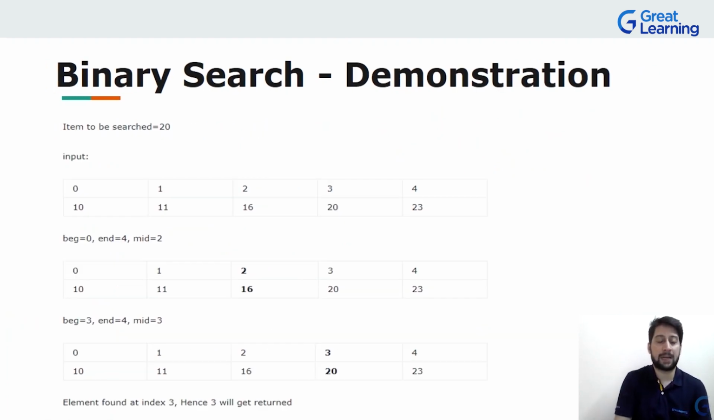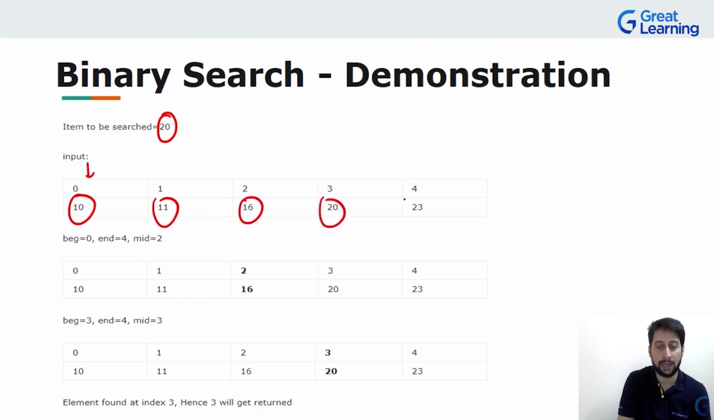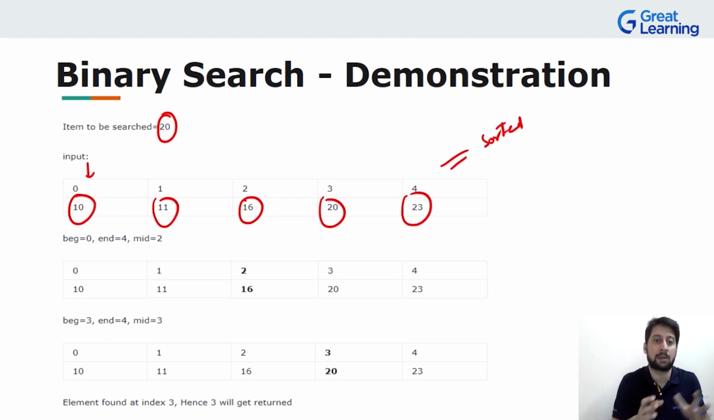So now let's try to understand binary search and let's see its demonstration. Okay, so we are looking for 20 and this is our array, right? 10, 11, 16, 20 and 23. Now this array is sorted, right? So we can apply binary search, since we can neglect some part of the array based on some conditions.